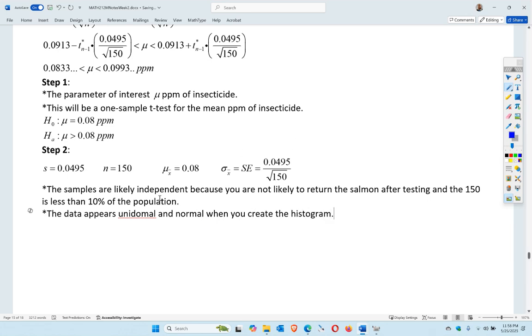Okay. Oops, I spelled unimodal wrong. And there is no reason to believe the salmon are not selected randomly. Right, so the data has to be selected randomly, it has to be independent, and it has to be normal. Okay. Okay, step 3, let's actually do it now.